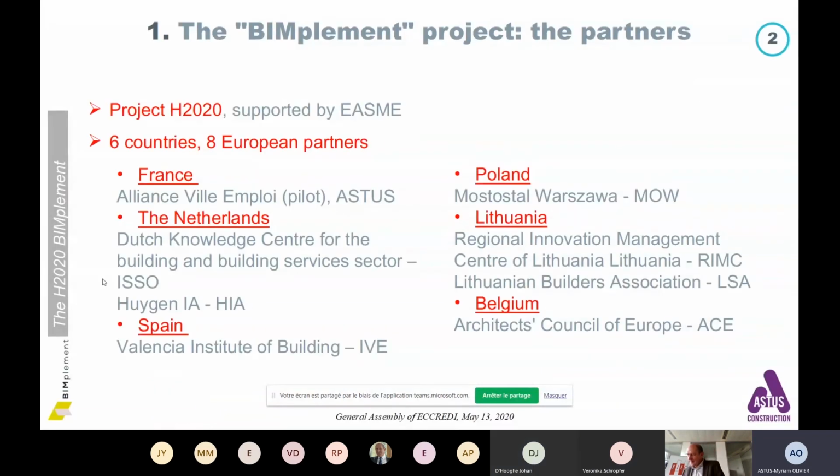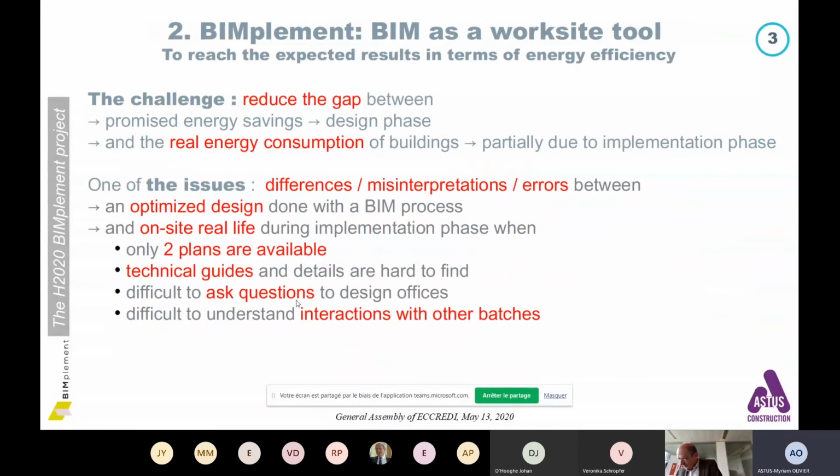The project is an EASME H2020 project aiming at improving building energy efficiency. In this project, we are 6 countries and 8 partners. As you know, one of the big challenges in terms of energy efficiency is to reduce the gap between what we observe on real site and what was predicted by calculation.